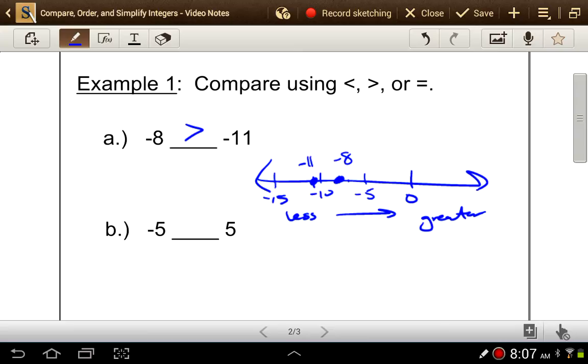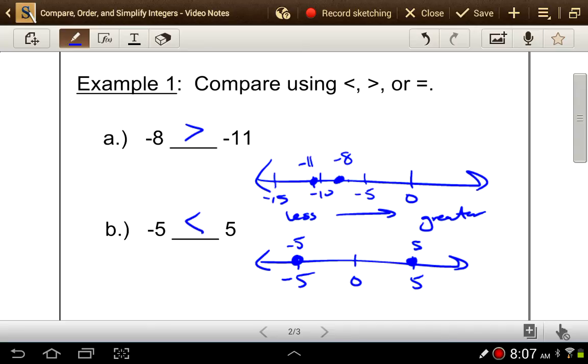B, I could put this on a number line. This one I probably don't need a number line for. I'm just going to do negative 5 and 5. Okay, negative 5 would be right here, and then positive 5 would be right there. Well, negative 5 is first. It's on the left, so that means negative 5 is less than 5.